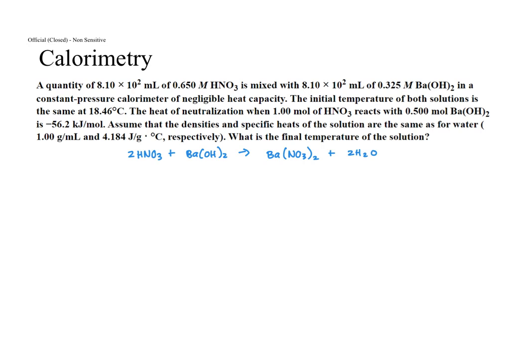However, if we look at the question, we see that the enthalpy change given is when 1 mole of nitric acid reacts with half mole of barium hydroxide. So it's actually referring to half of this reaction that we wrote out here. So let's times everything by half. And the enthalpy change for this reaction is negative 56.2 kilojoules per mole.